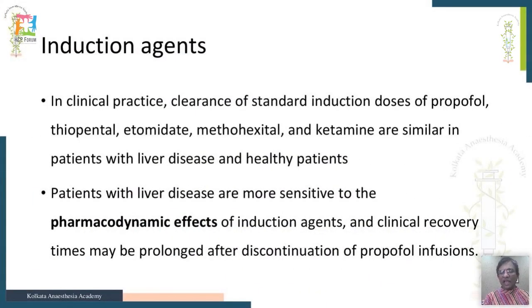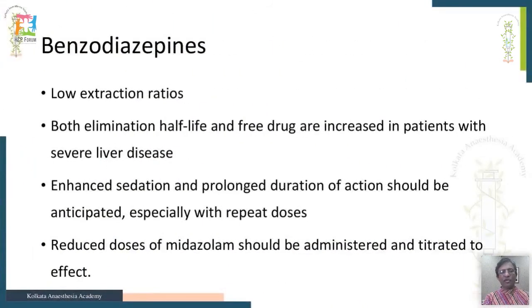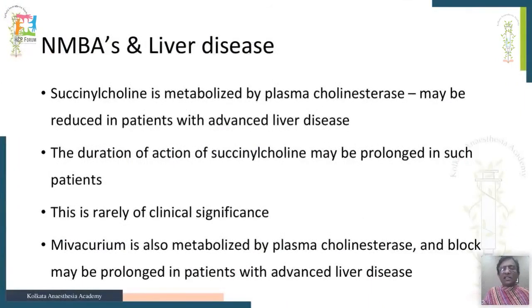Feel free to use any IV induction agents, no harm on that. Only be aware of the pharmacodynamic effects of these, like hypotension. Benzodiazepines, again, are preferably avoided in more severe disease, but otherwise you just have to reduce the dose. I think just a word on neuromuscular blocking agents: suxamethonium, because plasma cholinesterase is produced in the liver, in advanced liver disease the duration of action might be increased. How much relevance it has in clinical outcomes is still to be decided.